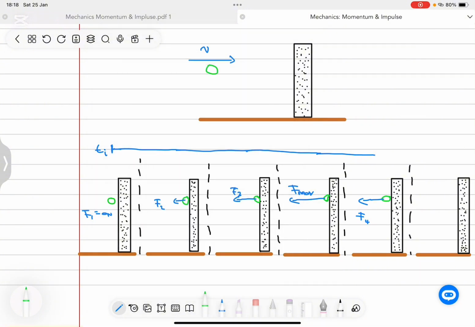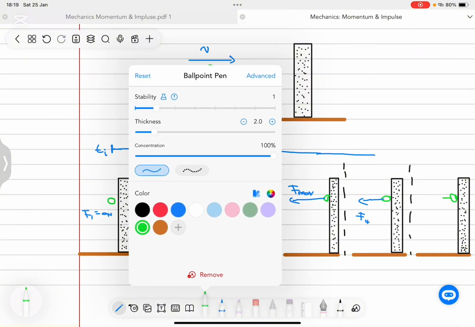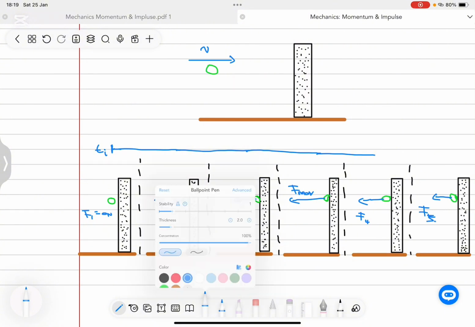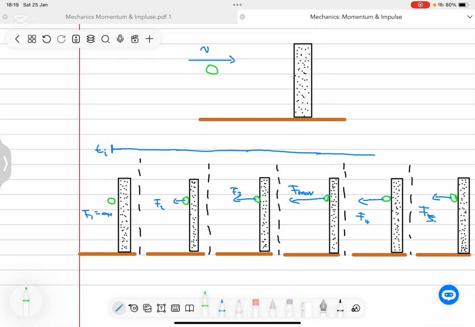Now the next stage of this motion would be when the ball detaches a little bit from the wall because it's been pushed, remember, in the opposite direction by the wall. So the force here will decrease and become a small force. It will decrease to be smaller than the previous scenario, right? Then we're going to have F5 here.